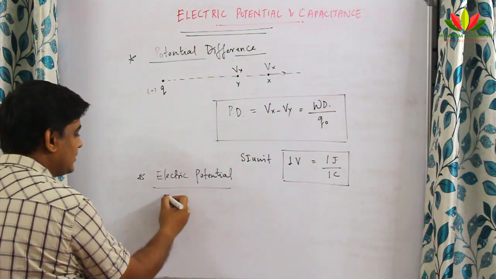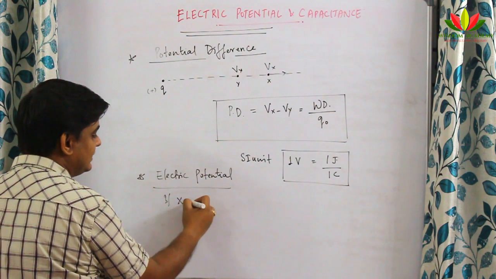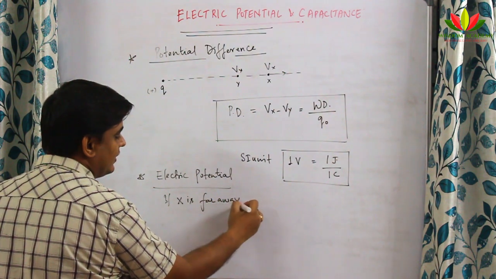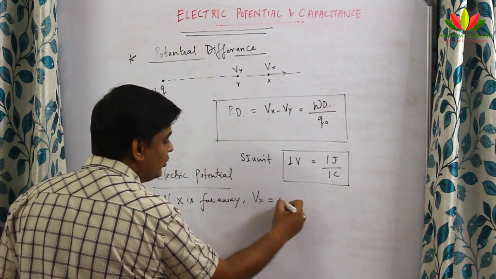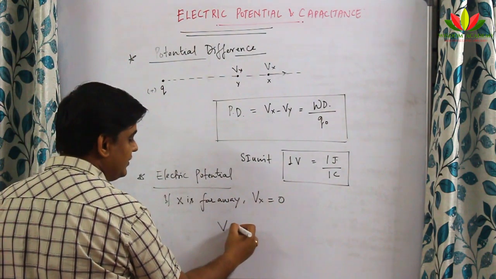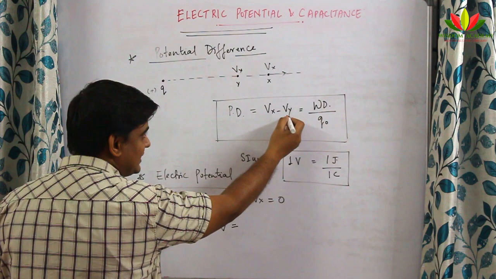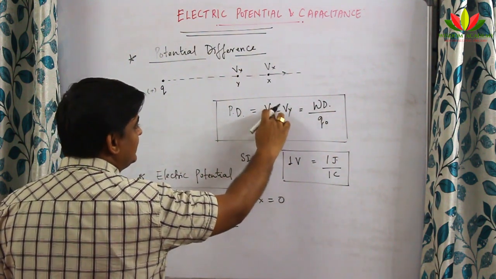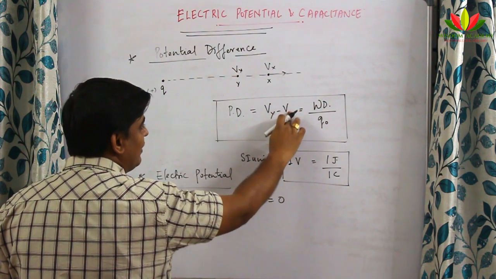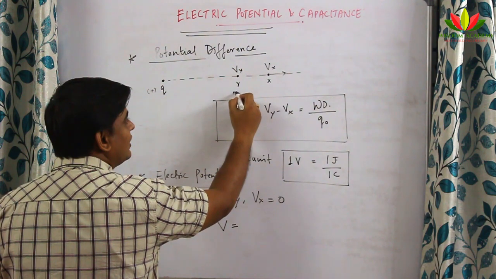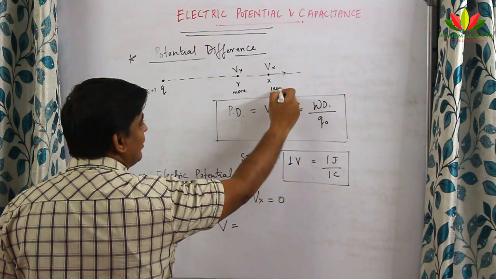So if x is far away, then the potential at x will become equal to 0. So what will be the potential difference? It will be Vx minus Vy, isn't it? Or I should write it as Vy minus Vx. I'm sorry, I'll tell you why Vy minus Vx: because potential at y will be more and here it will be less. Why am I saying that?